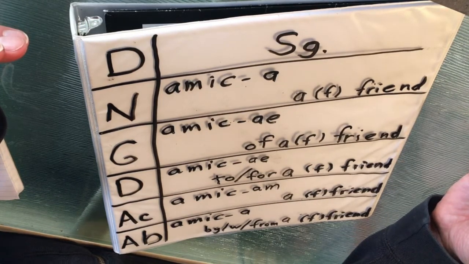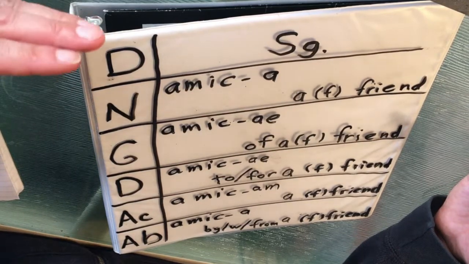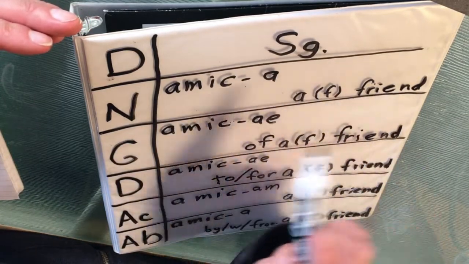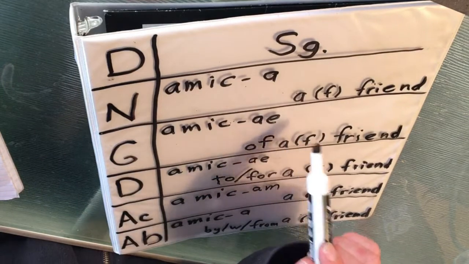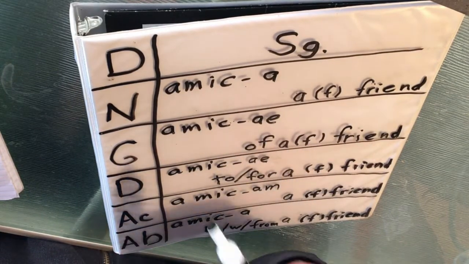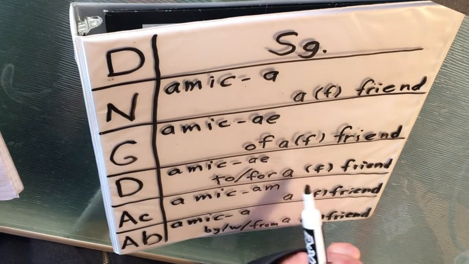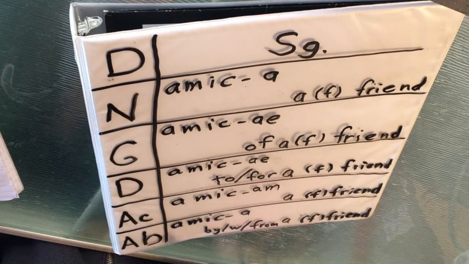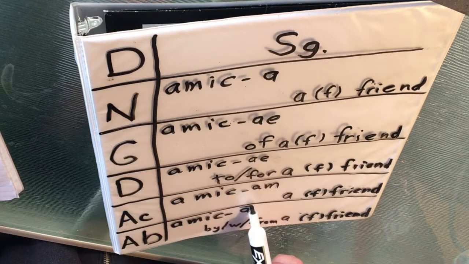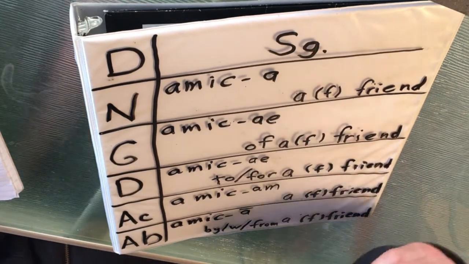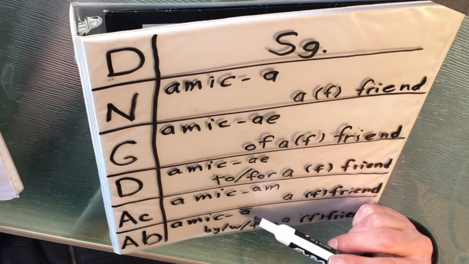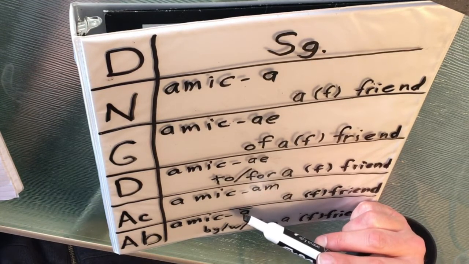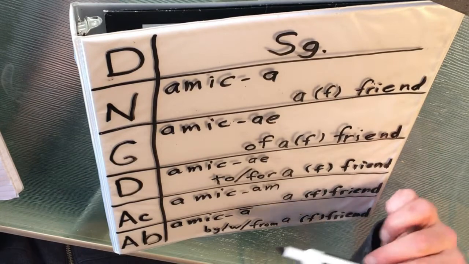But let's just put this all together since we've done so much building piece by piece. Amica, a friend. Amicae, of a friend. Amicae, to, for a friend. Amicam, a friend. Amica, by, with, from a friend. And this is one of the few cases where the spelling with a long mark or a macron over the A is very helpful, so I will include that.